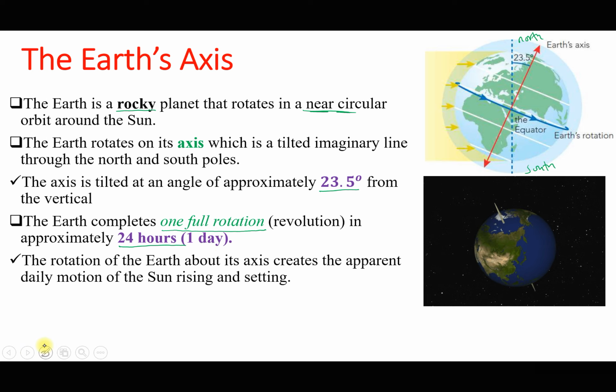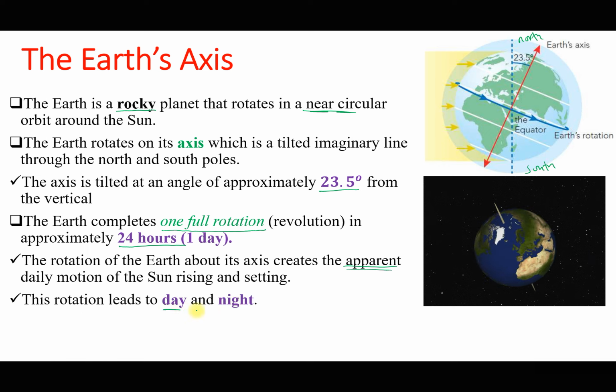So the rotation of the Earth about its axis creates the apparent daily motion of the Sun as if it is rising and setting. Because the Earth spins about its axis, which is tilted at around 23.5 degrees, this creates the apparent, meaning it is not actually true, but we get an impression as if the Sun is rising and setting in the evening, simply because the Earth is spinning about its axis. So this rotation leads to what we call day and night.